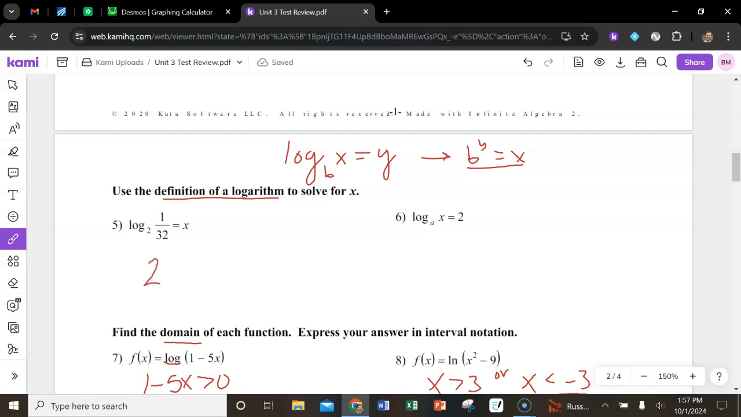So I'm going to go 2 to the power x equals 1 over 32. And I'm just trying to figure out what that power would be. So 2 to the 5th power is 32, but if it's on the bottom, that means I had to have a negative exponent because negative exponents send things to the denominator. So our answer there is -5. Yes, you could just plug this into Desmos to get that.